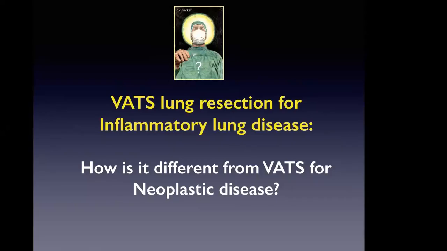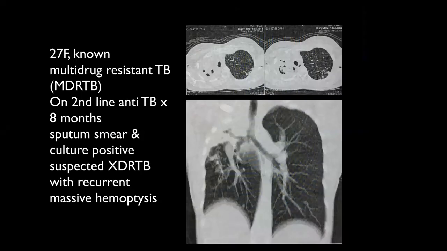So our topic is VATS for lung resection for inflammatory disease. How is it different from VATS for neoplastic disease? Well, just to show you, this is a 27-year-old female with multi-drug-resistant TB. She underwent second-line anti-TB treatment for 8 months, but the sputum smear and cultures were still positive, and she was suspected to have extremely drug-resistant TB. And she presented with massive hemoptysis.